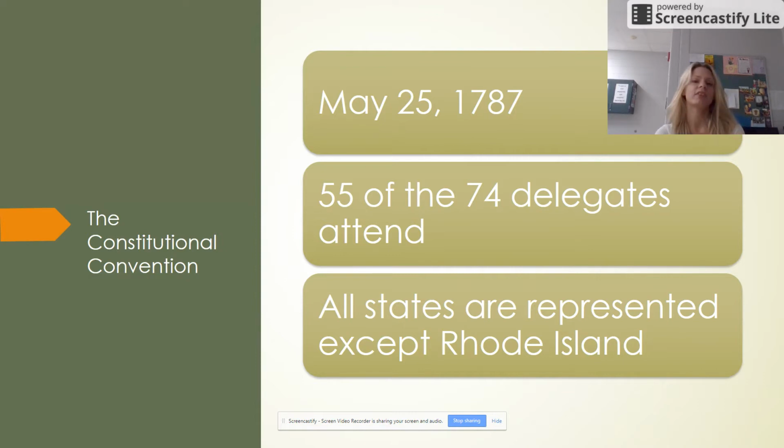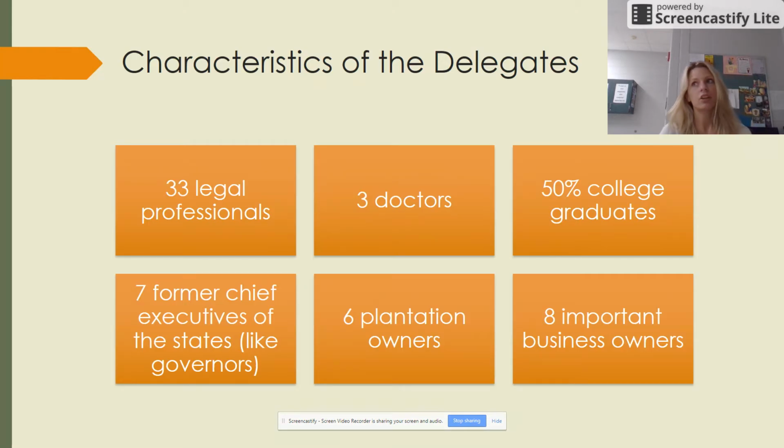So we get to the Constitutional Convention, May 25th, 1787. 74 delegates are chosen, 55 of them actually attend, and each state is represented except for Rhode Island. The characteristics of the delegates: there are 33 legal professionals, 3 doctors, 50% are college graduates. There are 7 former chief executives of the state, so colonel and governor, 6 plantation owners, and 8 important business owners. Clearly not a good representation of the average colonist.